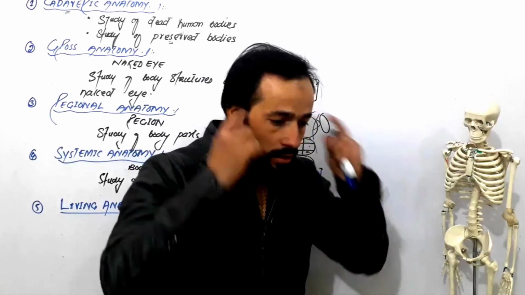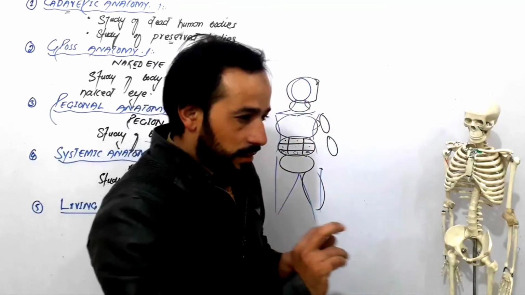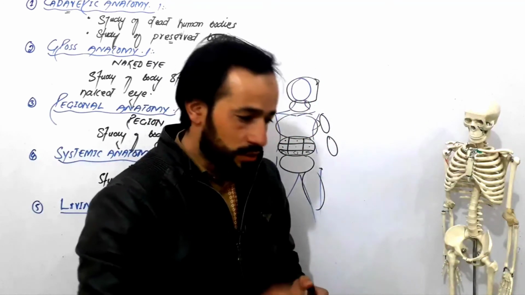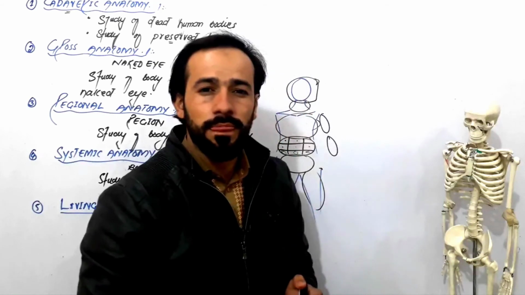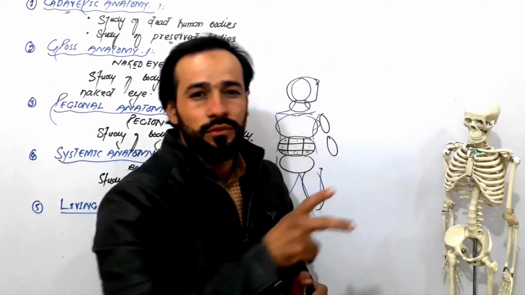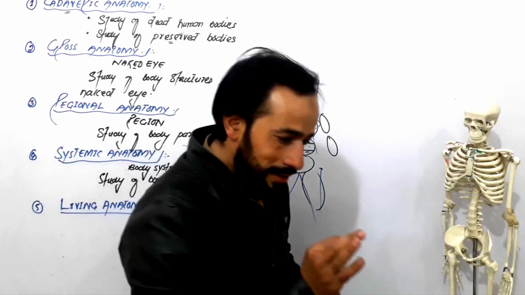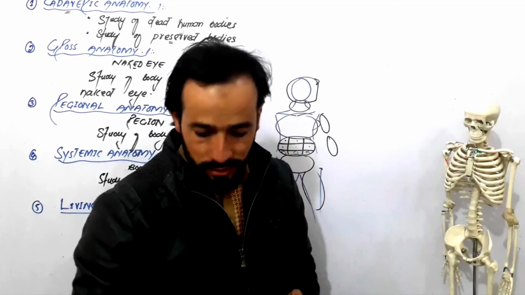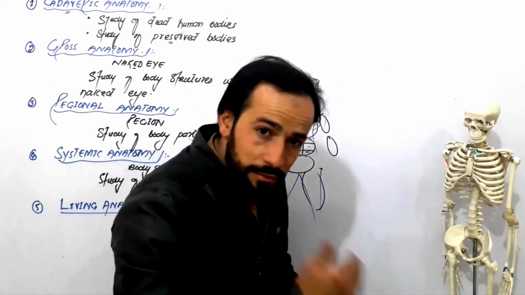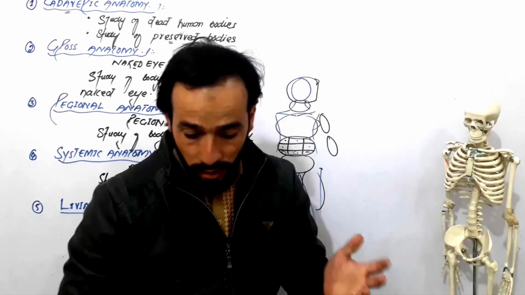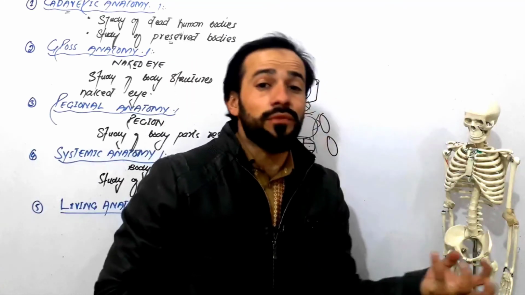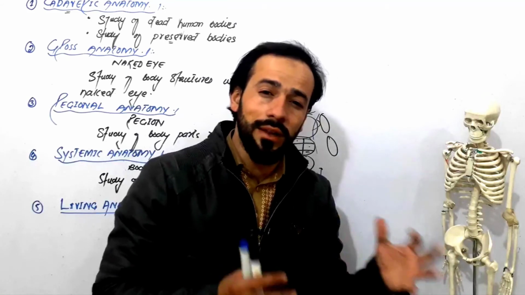How? What are you doing with that patient? You will start auscultation. You will start palpation. You will start percussion of the patient. You will start ultrasound of that patient, right? And you will start inspection of him, okay? And you will start radiography of him. So this is called living anatomy.